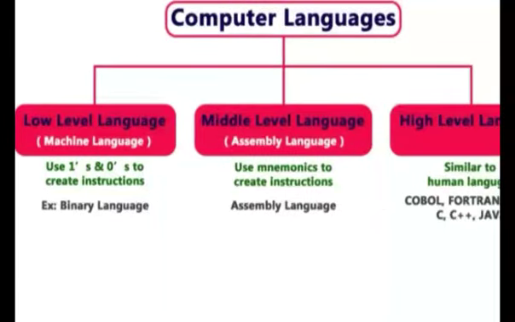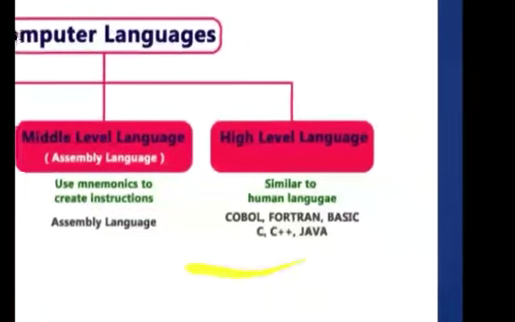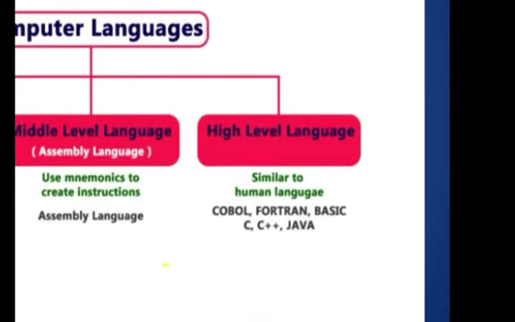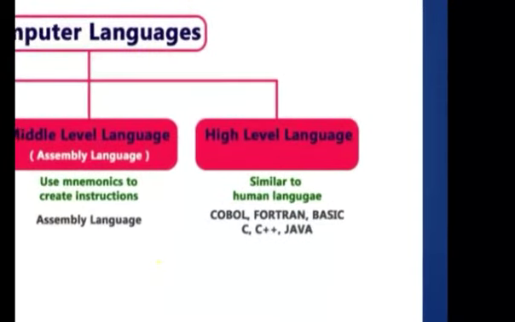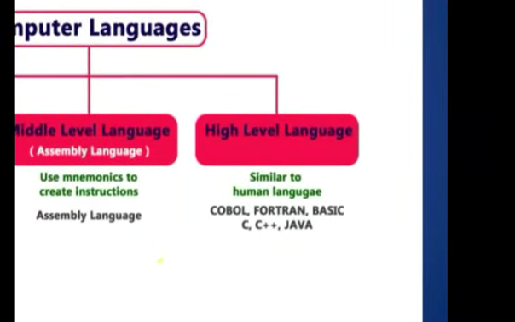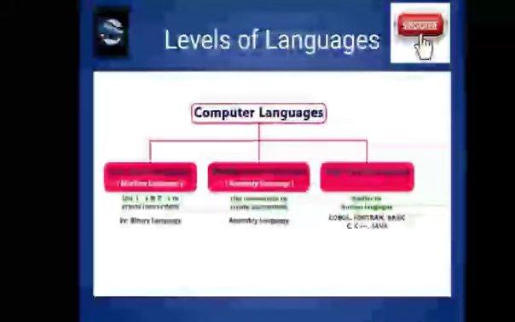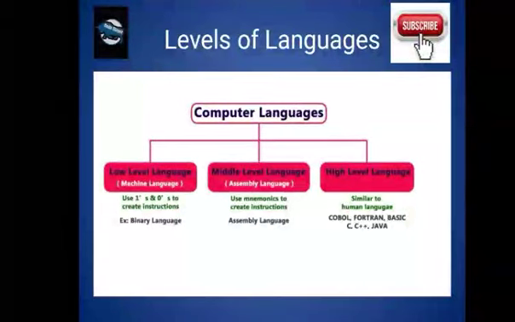So let's move to the middle level language. This is an assembly language. This uses mnemonics to create instructions. So let's move towards the high level languages. A high level language is similar to human language. So we can say that COBOL, Fortran, Basic, C, C++, and Java are high level languages because we human beings can understand these languages by understanding their syntax and the instructions given in those languages.